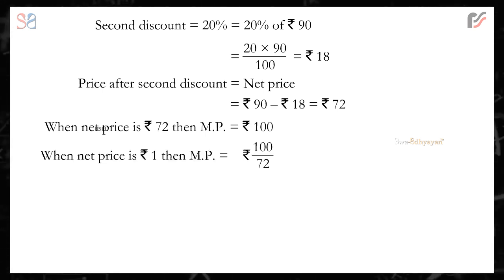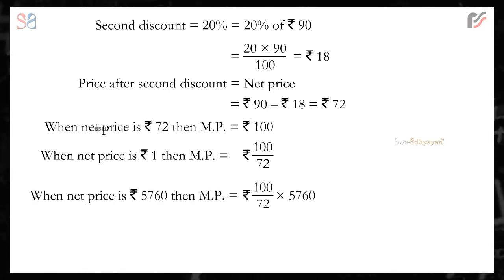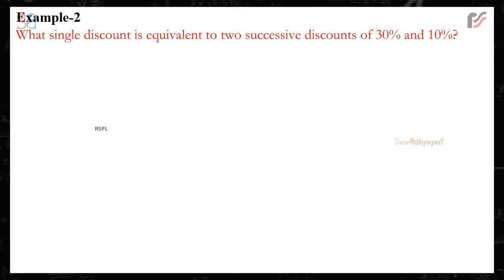When net price is rupees 72, then MP is equal to rupees 100. When net price is rupee 1, then MP is equal to rupees 100 upon 72. When net price is rupees 5,760, then MP is equal to rupees 100 upon 72 into 5,760. This is equal to rupees 8,000.